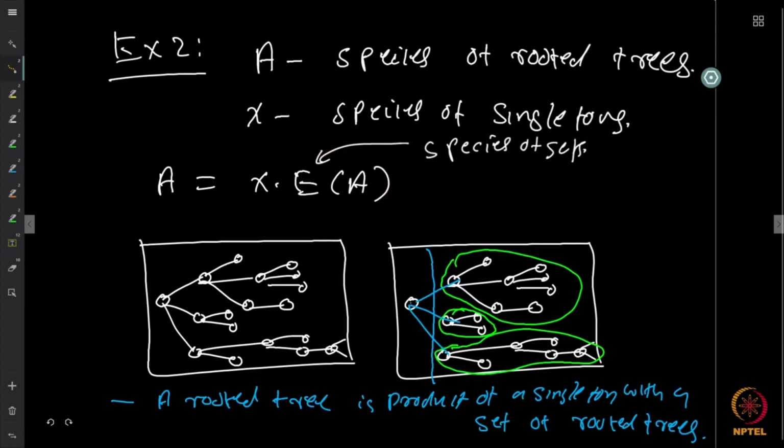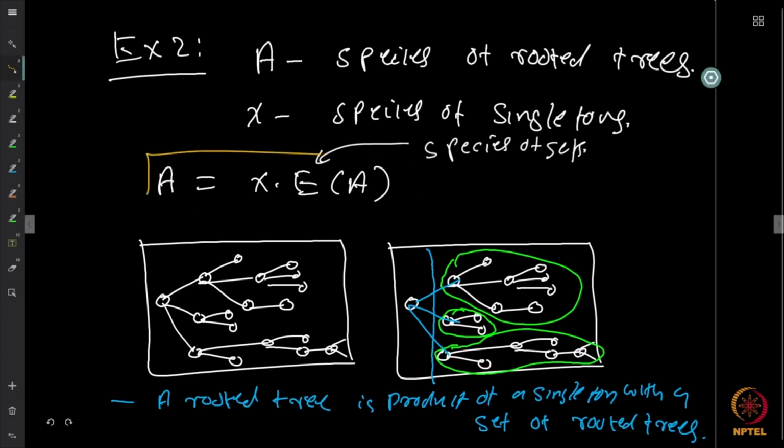But now you have separated one vertex, which is special, which can be thought of as the neighbor of each of these roots, which makes it the new root. So a rooted tree is the product of a singleton with a set of rooted trees. Therefore, A is equal to x dot E of A.